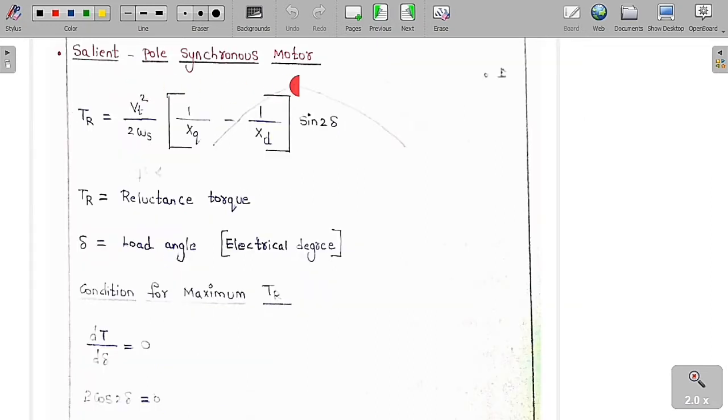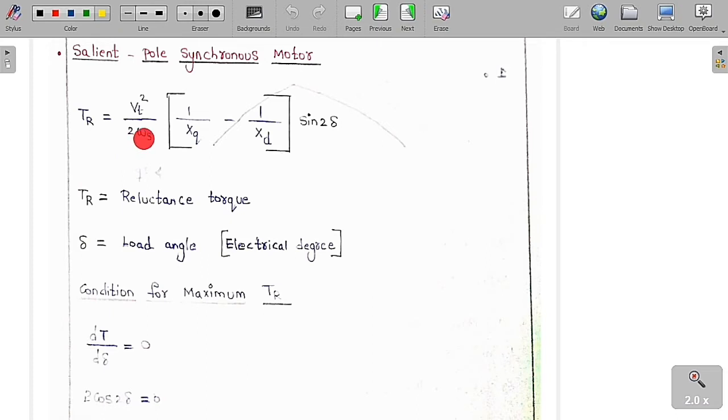For a salient pole synchronous motor, just remember this equation. It's very much useful for a small number of questions. For a salient pole synchronous motor, the reluctance torque is Vt square by 2 omega s into 1 by Xq minus 1 by Xd, where Xq is the quadrature axis reactance and Xd is the direct axis reactance, and omega s is nothing but 2 pi Ns by 60, and Vt is the supply voltage or terminal voltage, and Tr is the reluctance torque, and delta is the angle between Ef and V. All these things we have already discussed.